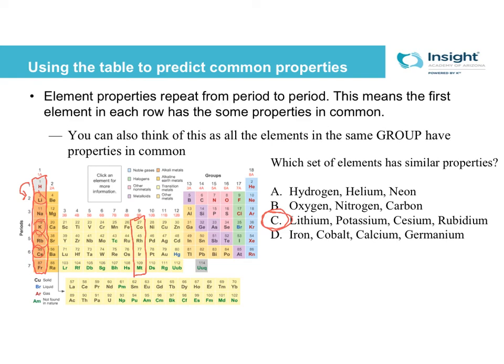These other ones you can tell are maybe not in the same group because you've got hydrogen, helium, and neon. Hydrogen isn't in the same group. We've got oxygen, nitrogen, and carbon. Those are in the same period, not the same group. And then you also have iron, cobalt, calcium, and germanium, again in the same period, not the same group.